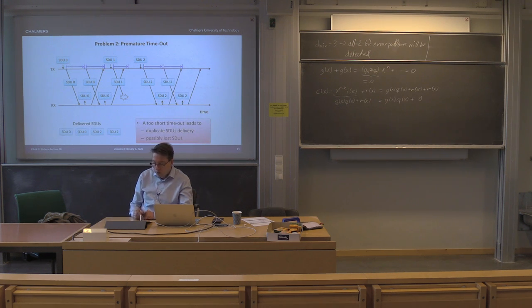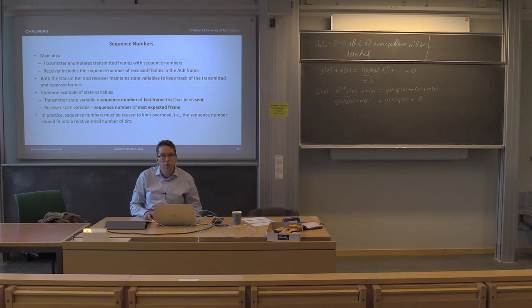And we continue like this. So if we look at the delivered service data units, it's 0, 0, but no 1, but 2, 2 in this case. So here we have two problems, duplications and lost packets. Both of them are bad, right? So we don't want to do this. So the solution to this is to use sequence numbers.